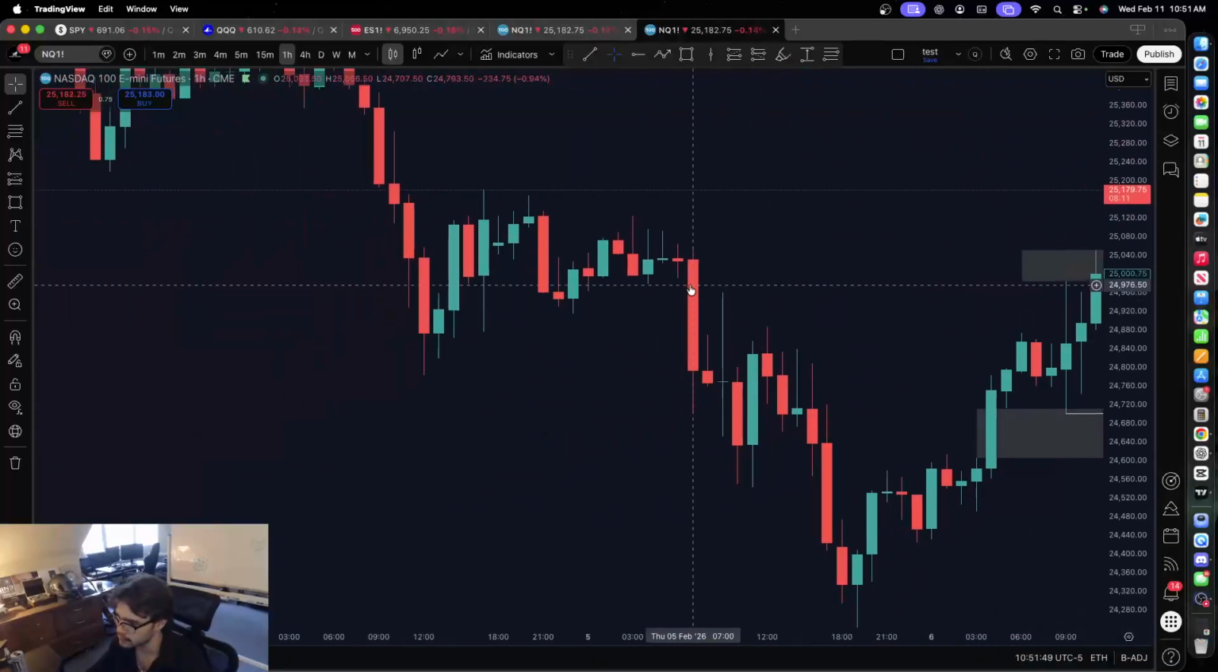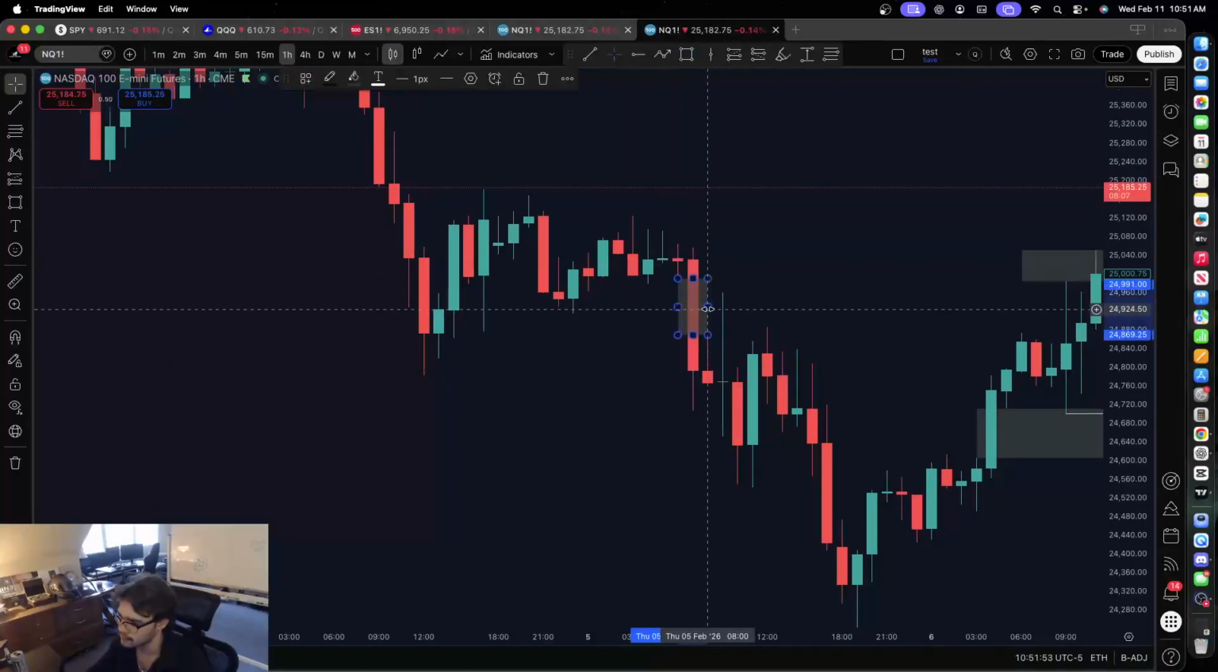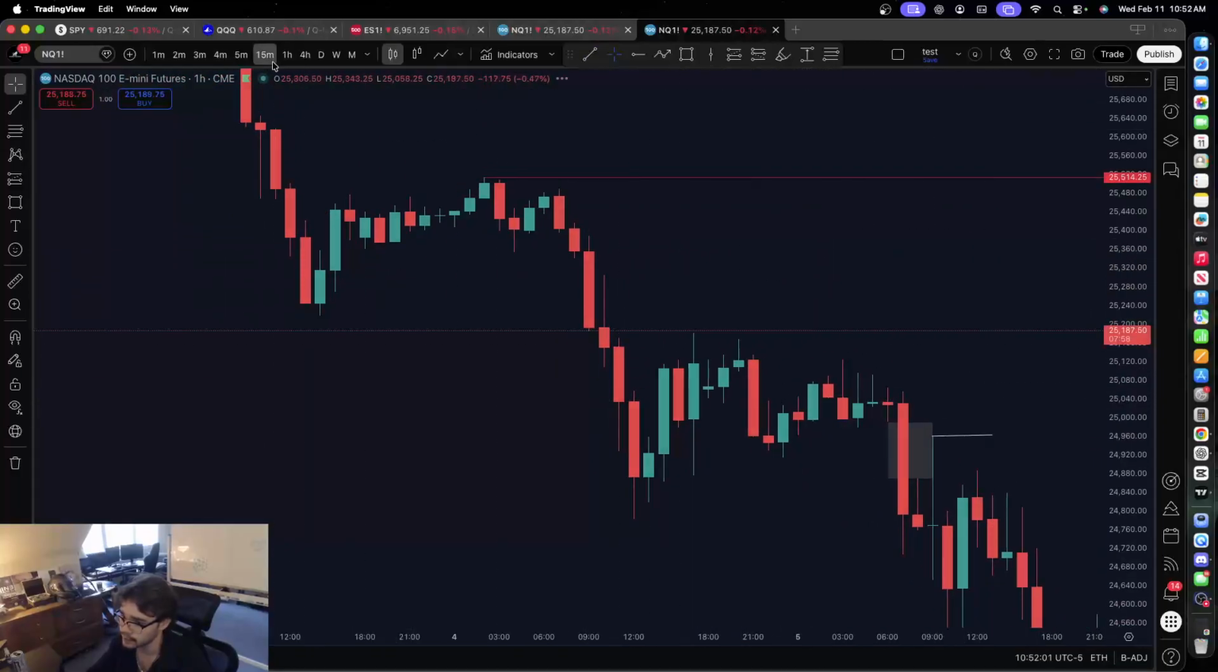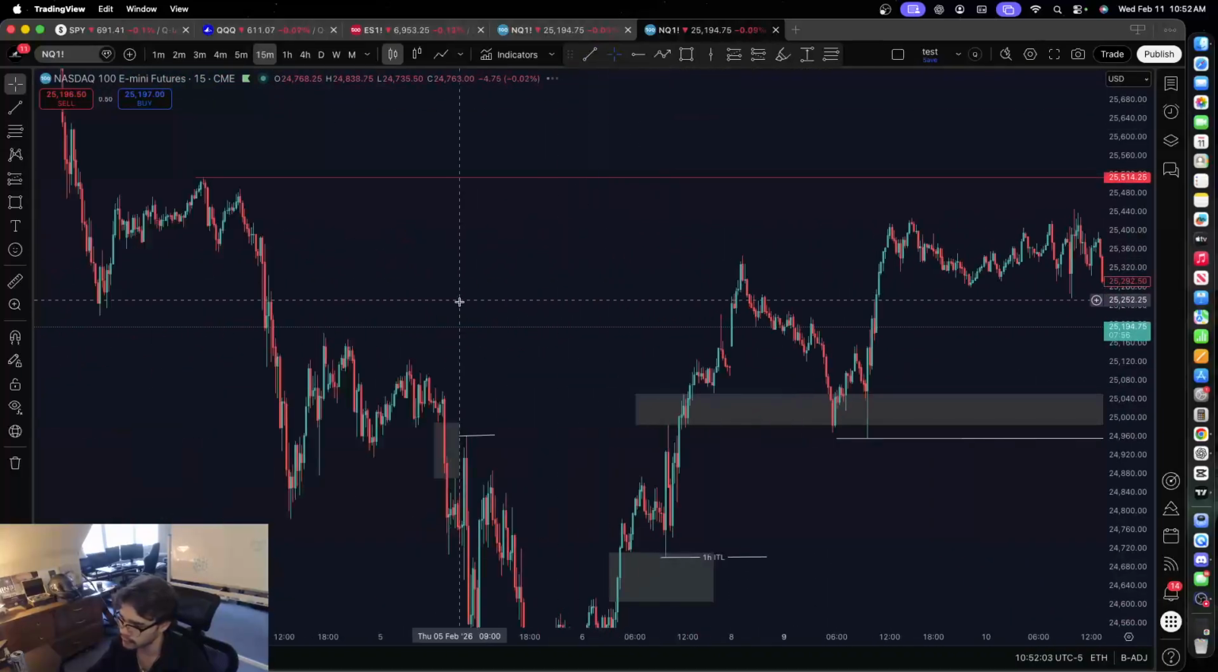Bingo. See, 1-hour fair value gap. I think I said bullish. Let's just find some highs, right? Intermediate high. Okay, on the 1 hour. Let's go to the 15 minutes, show you a couple more just to show that they work on all time frames.